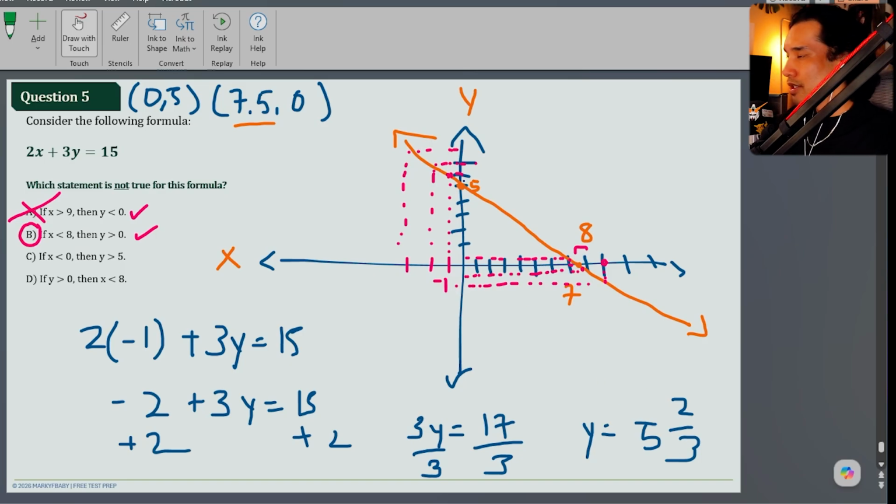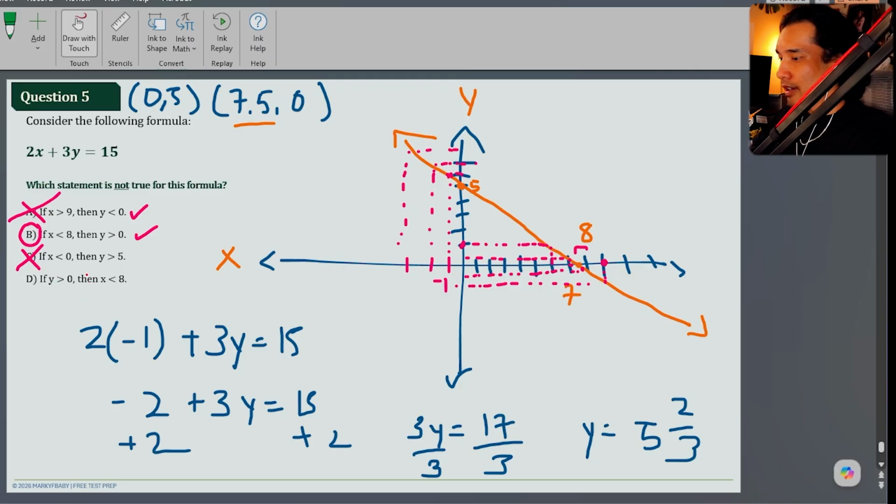Okay, if we choose more negative values, we will get higher y values, making C correct, but making it incorrect because we're looking for the not true statement. Okay, remember, this is asking for not true. So it says here, if y is greater than 0, so positive, when y is positive, then x is less than 8. Well, let's choose 1. So I already have this marked here.